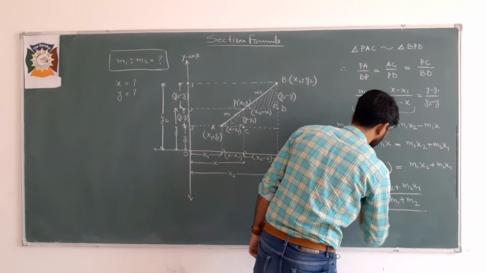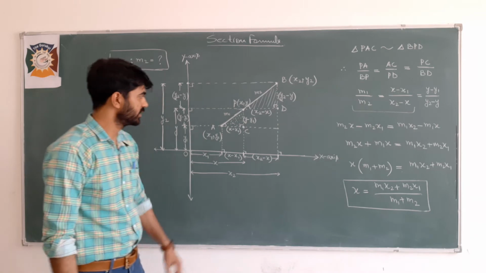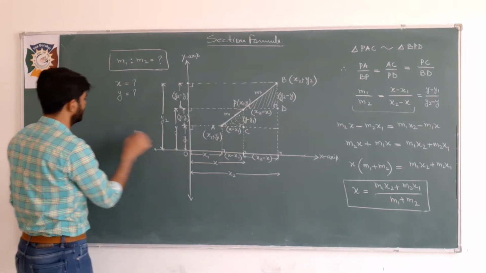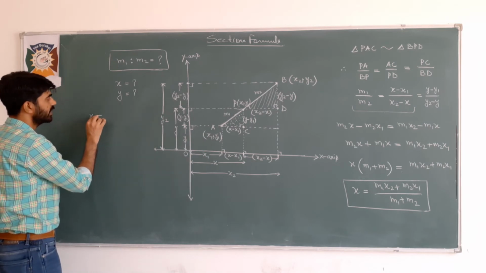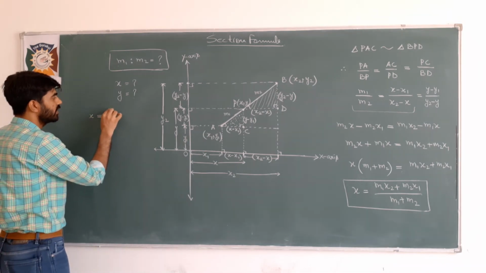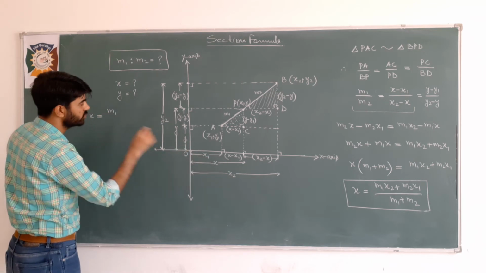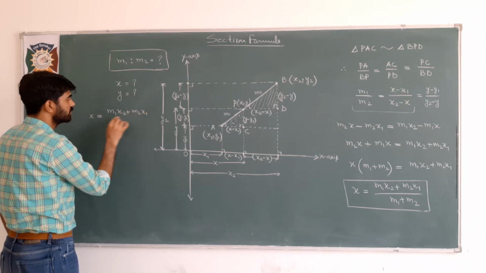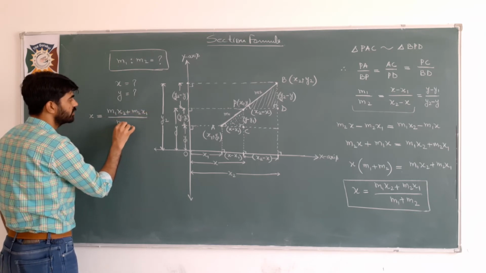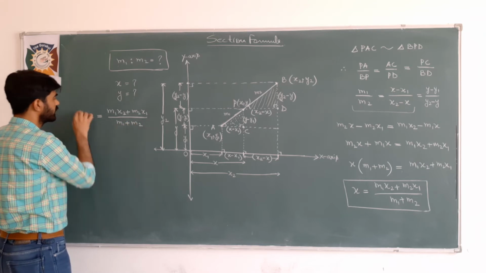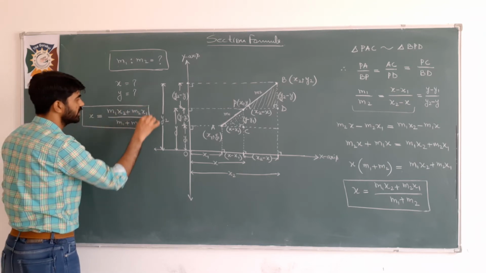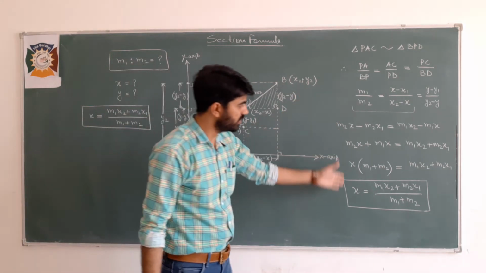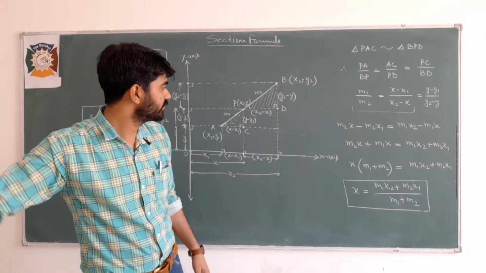This is the formula for x coordinate of this point P. So for x coordinate, I am writing the formula here. X is equal to m1 into x2 plus m2 into x1 by m1 plus m2. This is the formula for x coordinate of point P. Okay. Now for y coordinate, a similar method we will use here.